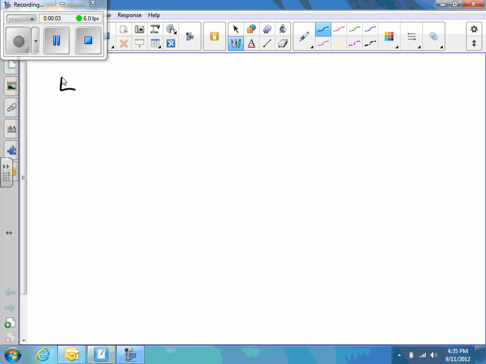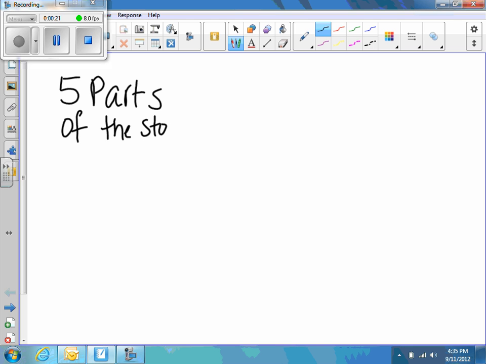Okay, today we're going to talk about the 5 parts of the story. Now, the 5 parts of the story is the basic structure for any short story or book or novel. Pretty much anything that is fiction has the 5 parts of the story in it in some version. It could be long, it could be short. It doesn't matter. As long as it's a fiction book, it will have all 5 parts of the story.